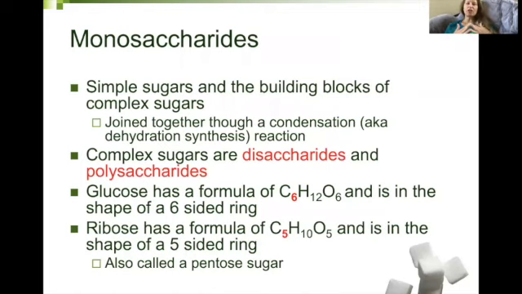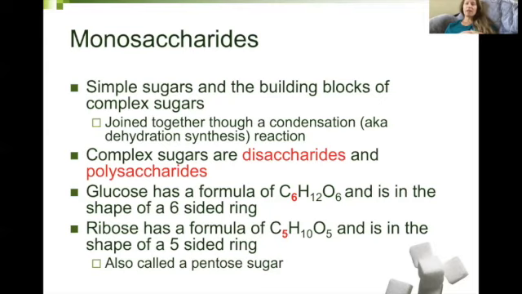Our complex sugars are disaccharides, di meaning two, and polysaccharides, poly meaning many. Glucose is your base sugar. So when we talk about cellular respiration, we talk about photosynthesis, we talk about the use of glucose. Whenever you eat anything, your body breaks down that food source, that donut in my case, into glucose, and then glucose goes into the mitochondria to produce energy. Glucose has a formula of C6H12O6. Yes, you have to memorize that. And it is a six-sided ring.